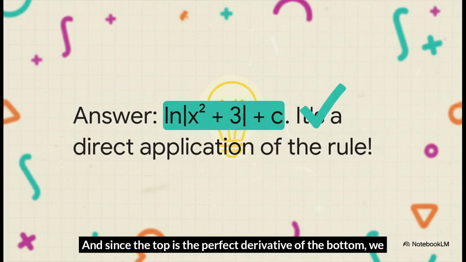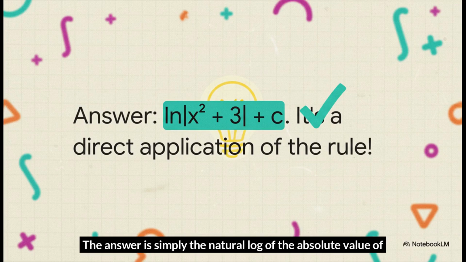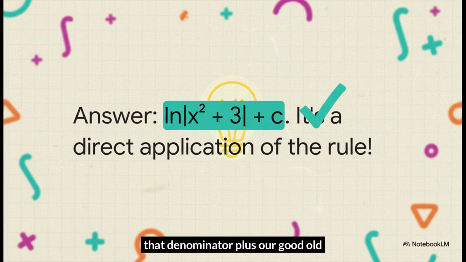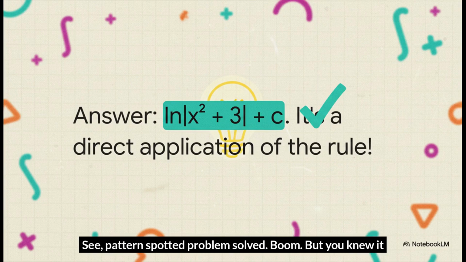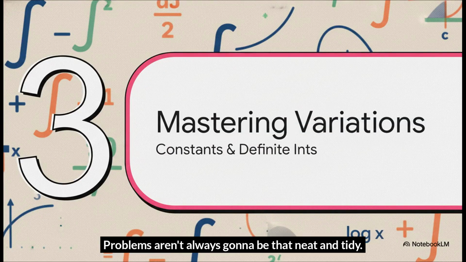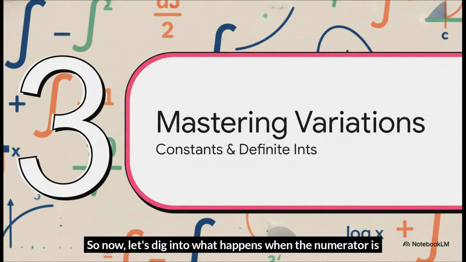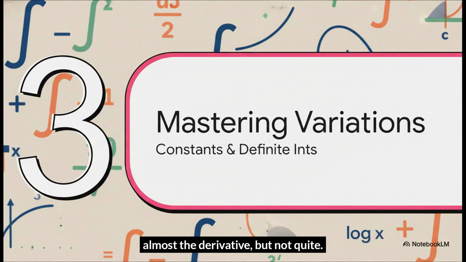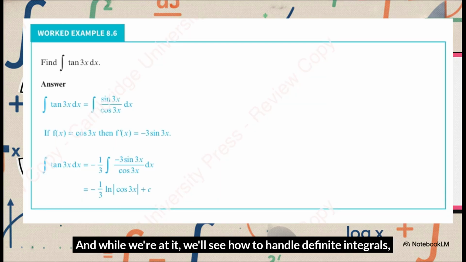And since the top is the perfect derivative of the bottom, we can just slap our rule on it directly. The answer is simply the natural log of the absolute value of that denominator plus our good old friend, the constant of integration, c. See? Pattern spotted, problem solved. Boom. But you knew it was coming, right? Problems aren't always going to be that neat and tidy. So now let's dig into what happens when the numerator is almost the derivative, but not quite. And while we're at it, we'll see how to handle definite integrals, the ones with limits.